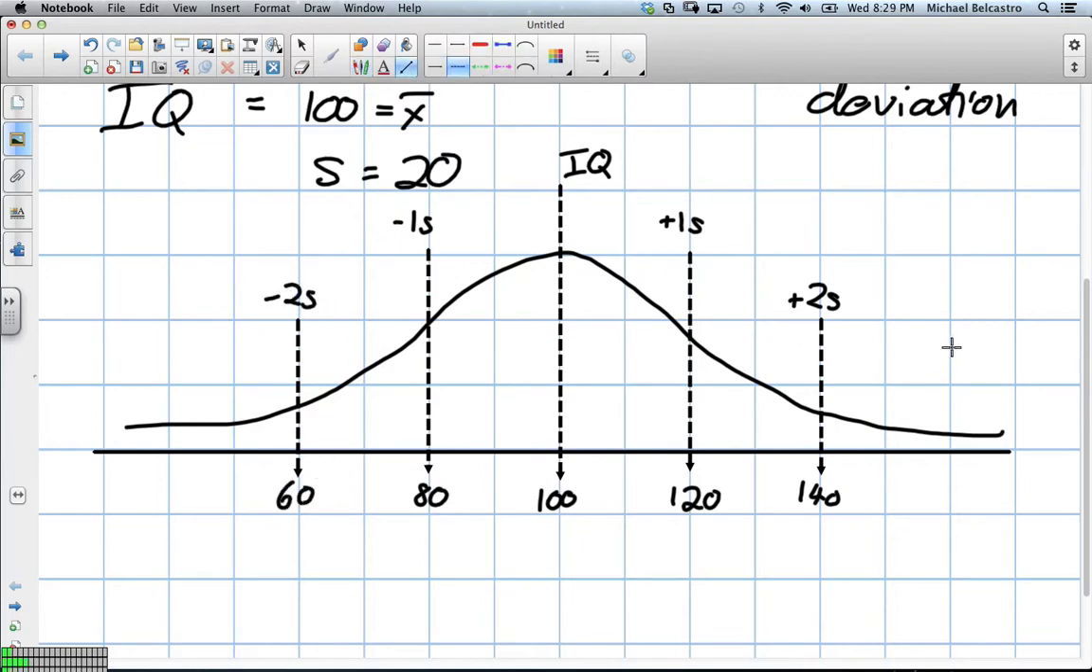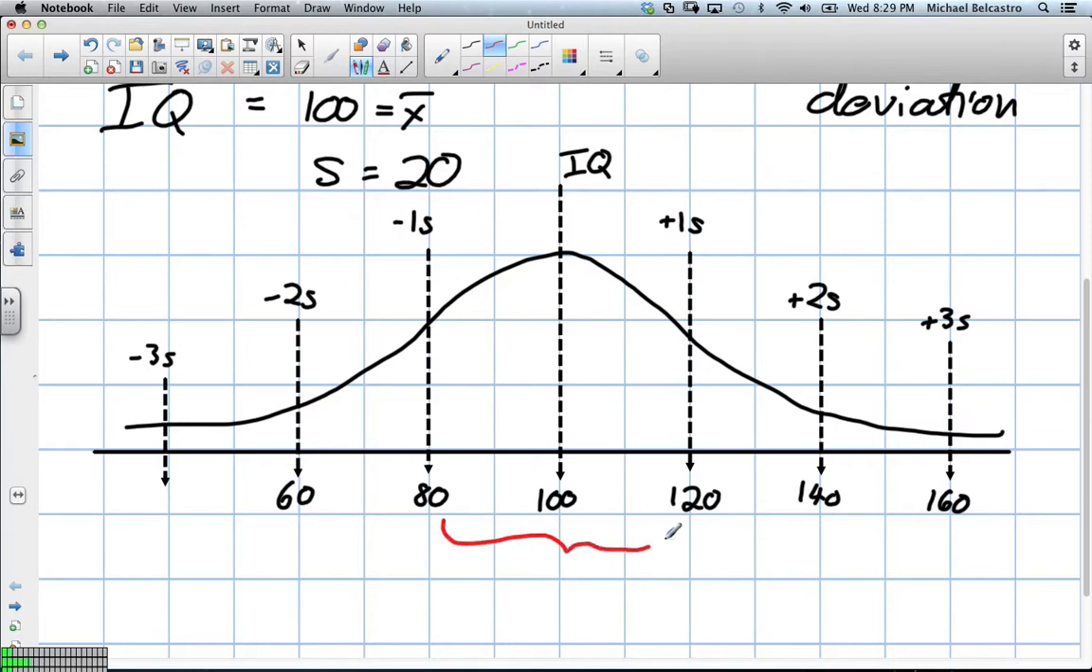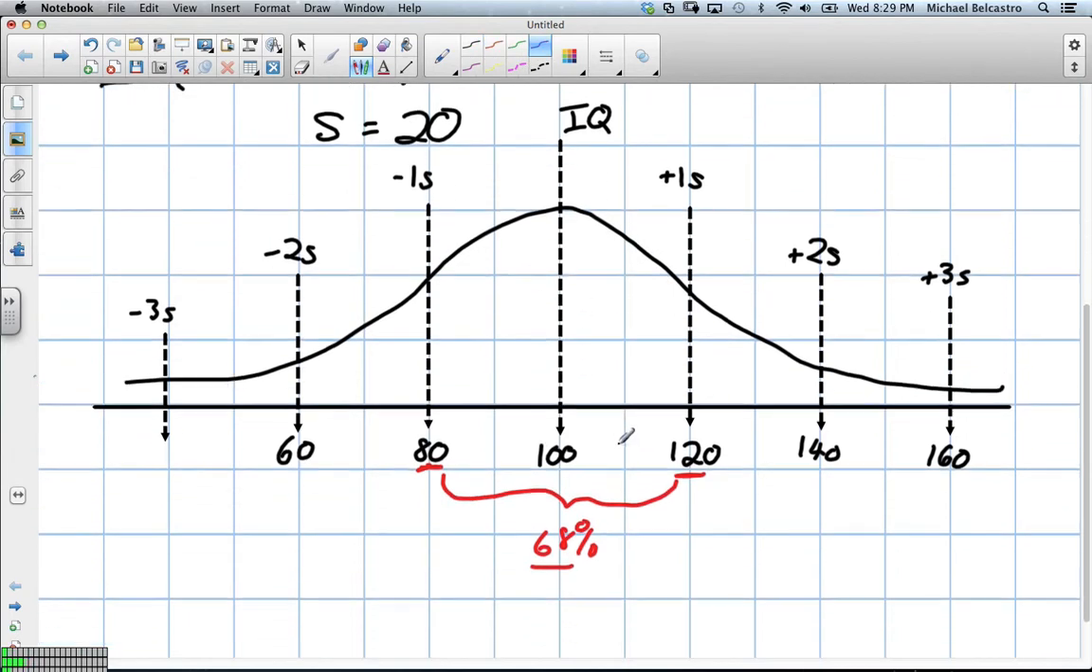And finally, 3. 3 is usually a decent cutoff when we talk about deviations from the mean. 3 would be people at 160. This does go on technically for a very long time, and like your professor said, anything outside of 3 or 4 is very unusual. It doesn't mean it's not part of the data, but it's unusual. We talked about how between one standard deviation of the mean is 68% of the population. So 68% of the world's population falls between an IQ of 80 and an IQ of 120. That makes sense.